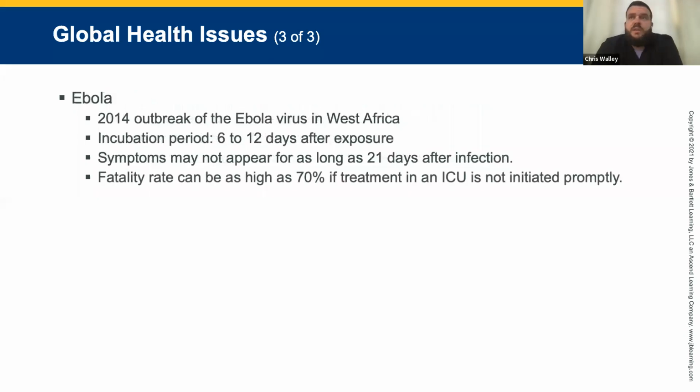It's fatal. We talked about Ebola. It's 2014, broke out in West Africa. We know how bad that was. It was a 6 to 12 day period after being exposed. It can be very severe, or it can be kind of like just a flu. Most of it lasts 21 days. It is a high fatality rate. As you can see, 70%.